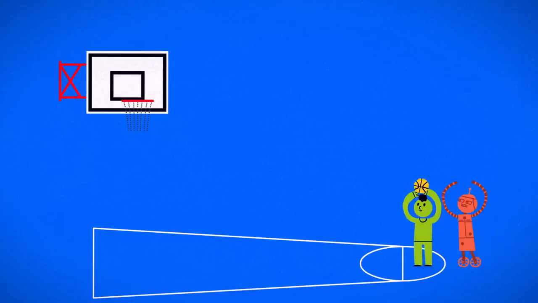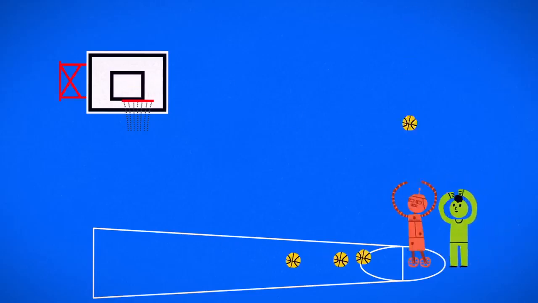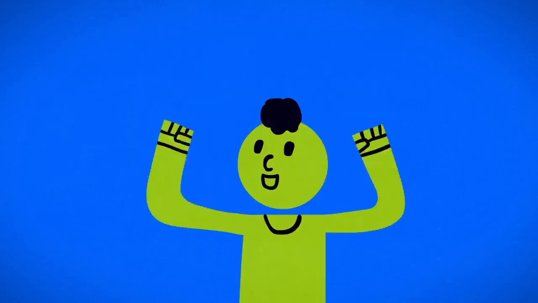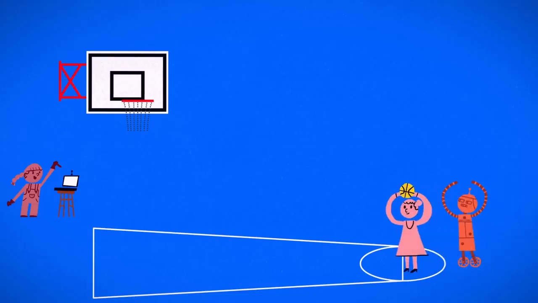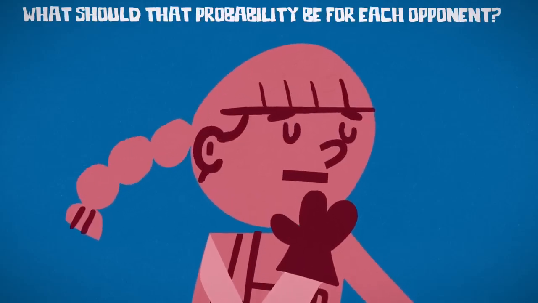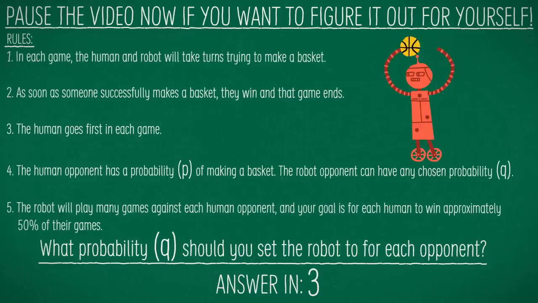In each match, the human shoots first, then the robot, then the human again, and so on until someone makes the first successful basket and wins. You can remotely adjust the Dunk-O-Matic's probability between opponents. What should that probability be for each opponent so that the human has a 50% chance of winning each match?